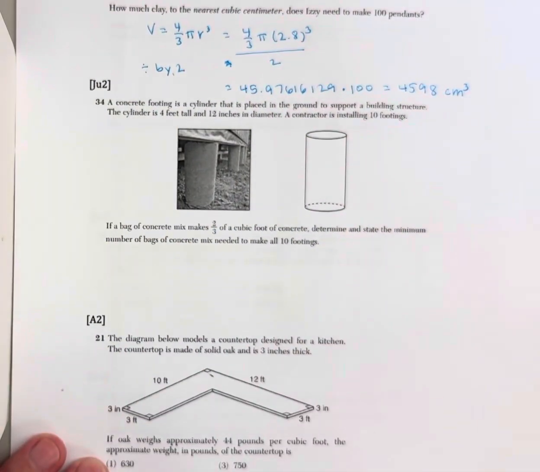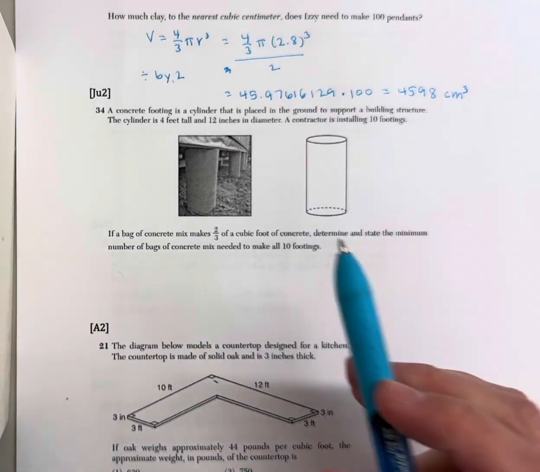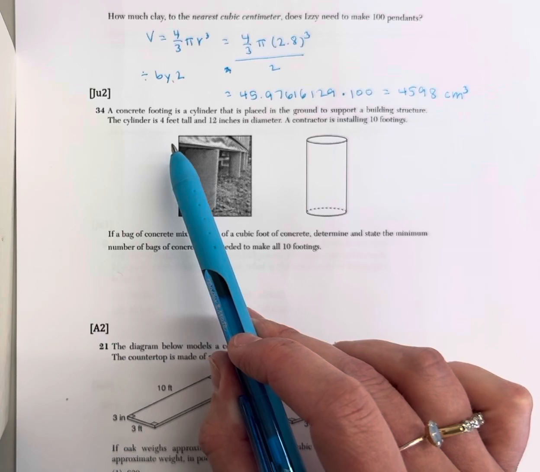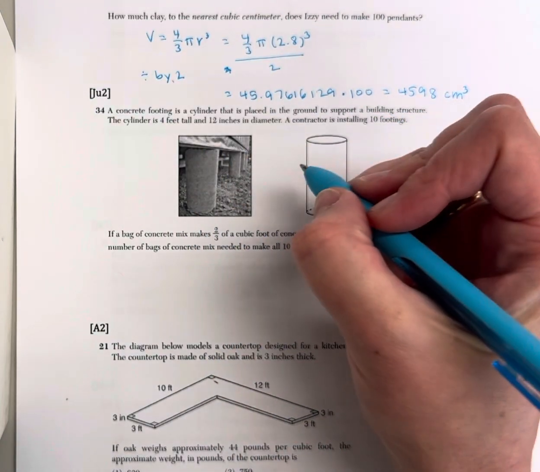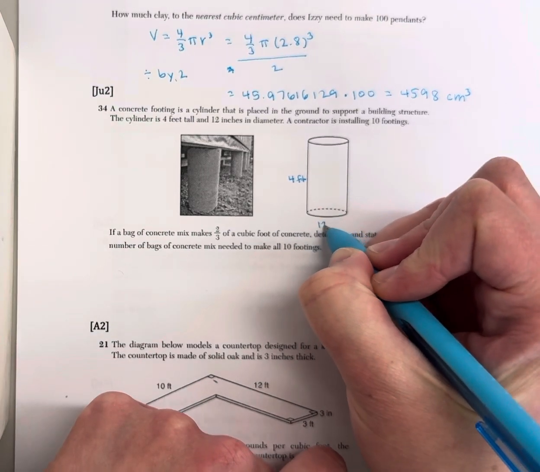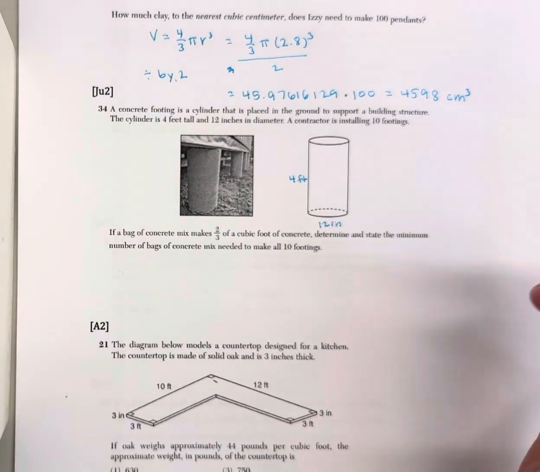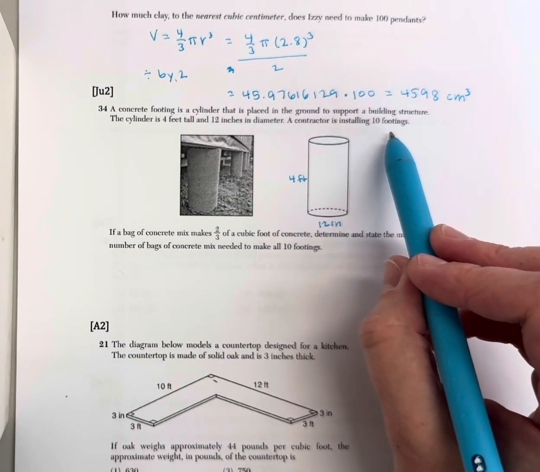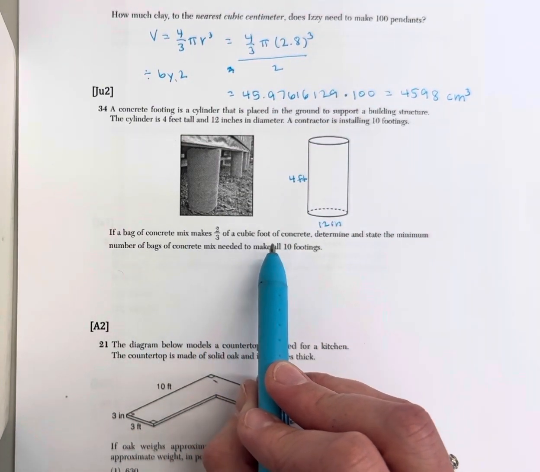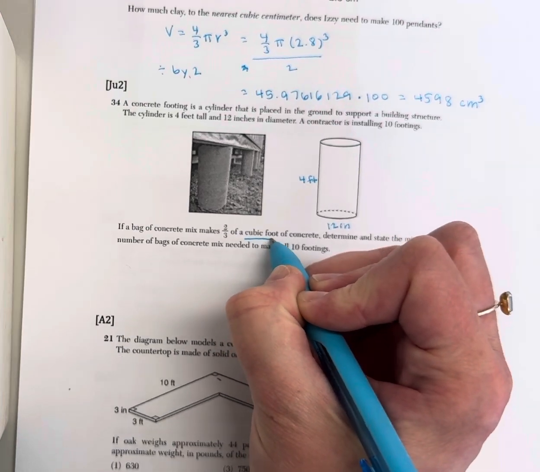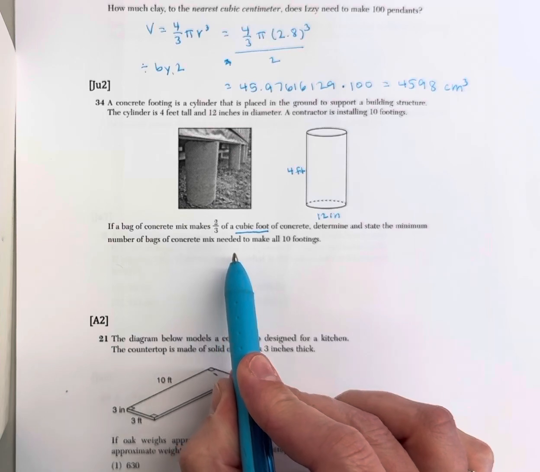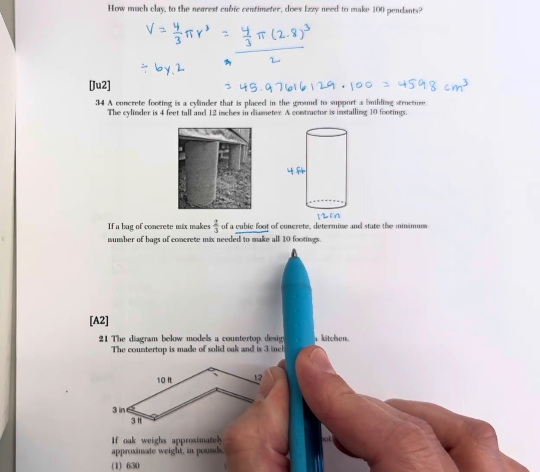All right, let's look at the second one. It says a concrete footing is a cylinder that is placed in the ground to support a building structure. The cylinder is 4 feet tall, and 12 inches in diameter. These are not the same units. A contractor is installing 10 footings. If a bag of concrete mix makes 2/3 of a cubic foot of concrete, determine and state the minimum number of bags of concrete mix needed to make all 10 footings.